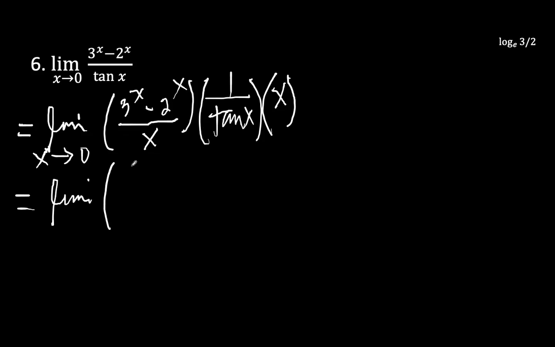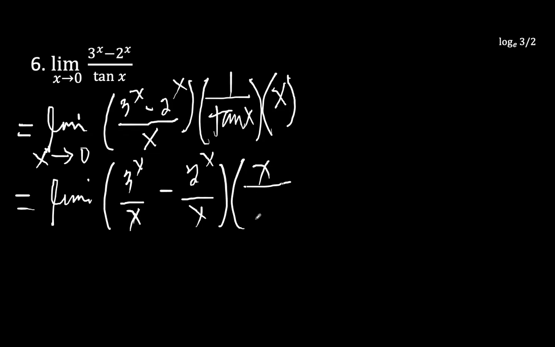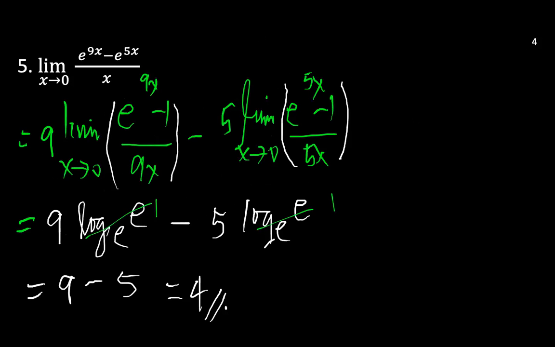This becomes (3^x)/x minus (2^x)/x, and this is x over tangent x as x approaches 0. Okay, so the question now is, what are we going to do with this? It's just like the same thing that we did in number 5, if I'm not mistaken. Let's go back to number 5, yeah.